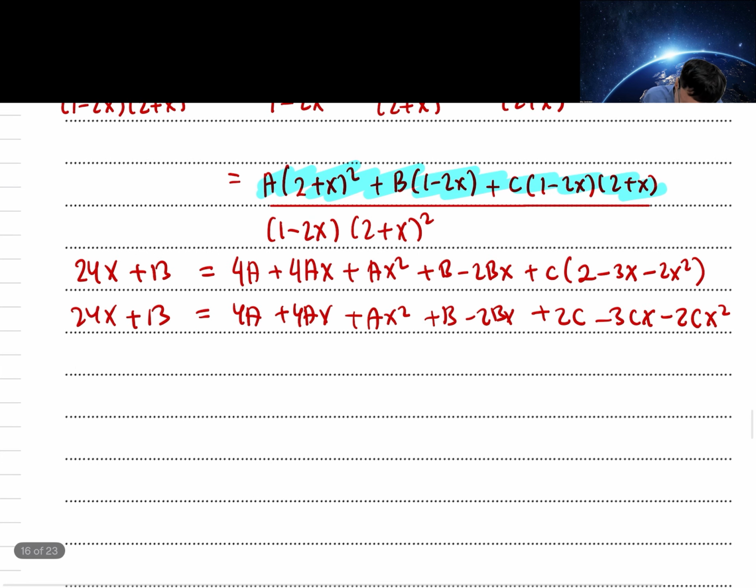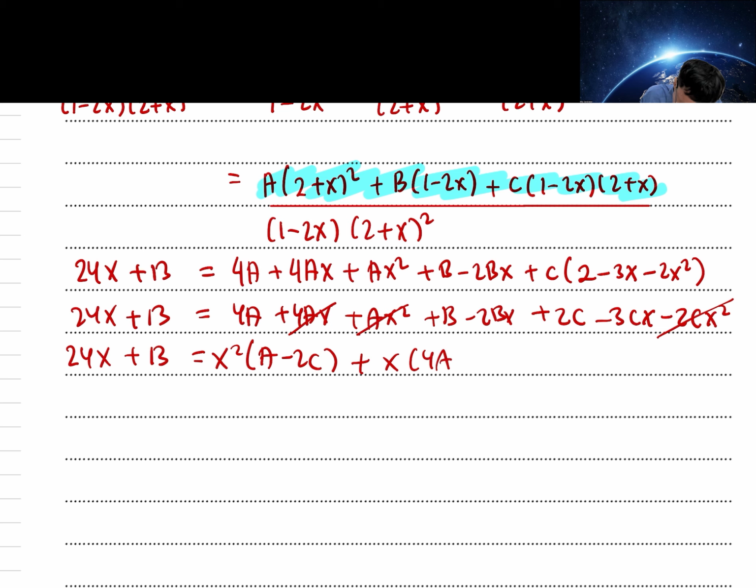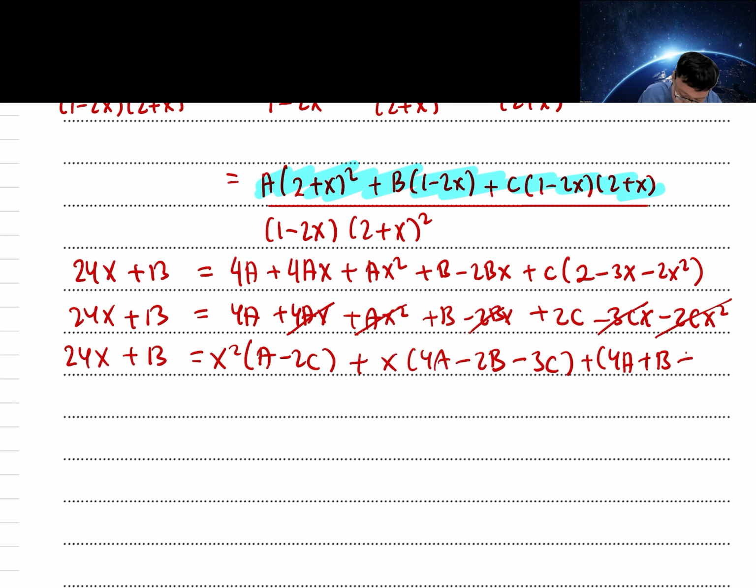Now, once again, we can collect the x. But now we have x squared. So let's collect x squared first. So x squared, we have a, and we also have minus 2c. And we collect x. We have 4a minus 2b minus 3c. And the constant we have 4a plus b plus 2c.